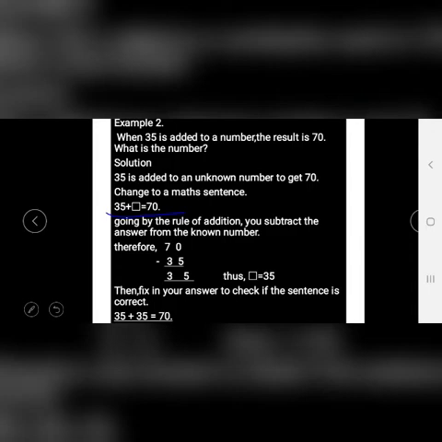So going by the rule of addition, you subtract the answer from the unknown. You have 70 minus 35. 0 minus 5, that is impossible. You have to borrow from your 7. You have 6.